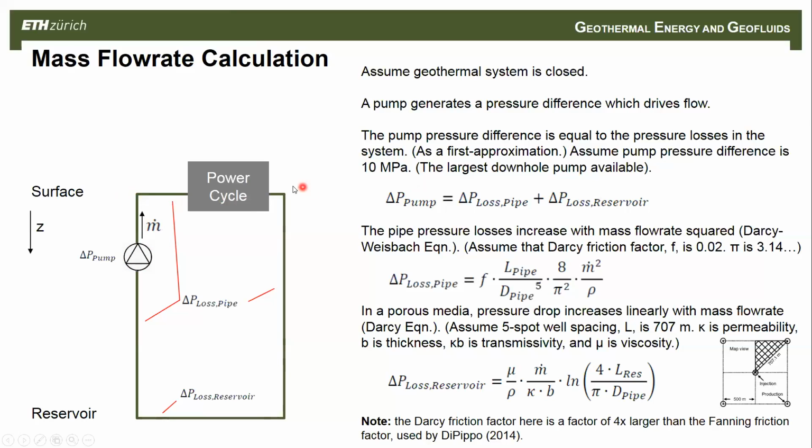So you can have bigger pumps at the surface, but these pumps have to be down below the surface. And we'll talk about that later. But the maximum, more or less, that you can do here is about 10 megapascal.